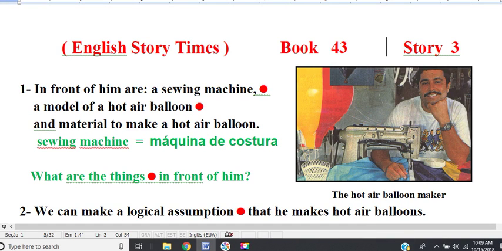English Story Times, Book 43, Story 3. The Hot Air Balloon Maker.